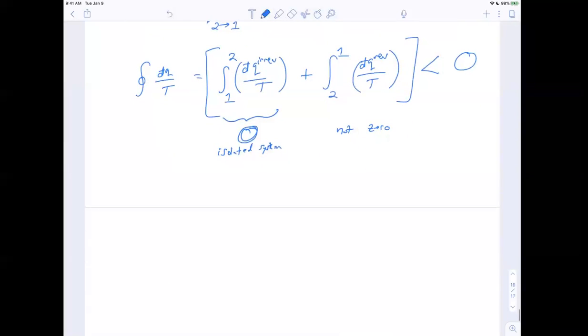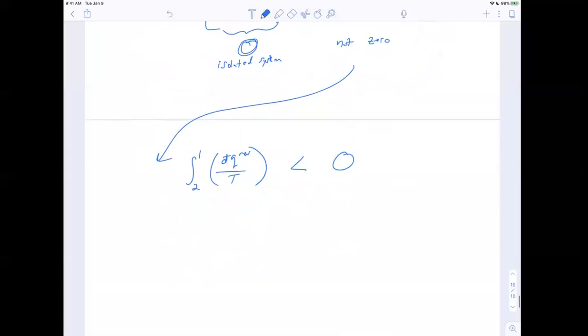Let's bring this down. What we have here is the integral from 2 to 1 of dq reversible over T is less than 0. But what is our definition of dq reversible over T? What is that defined as? Delta S. We have to be careful. dS. And for what process? This is dS going from 2 to 1. Remember, that has to be consistent with the limits of the integration.